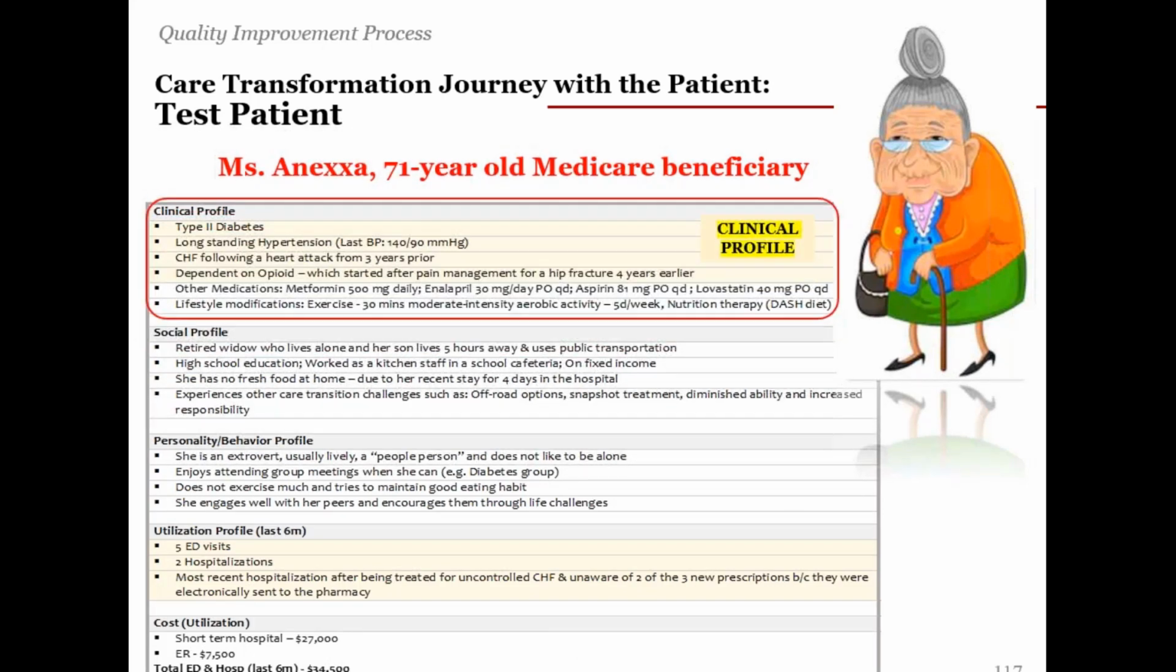So we have her clinical profile here. She is a type 2 diabetic. She has long-standing hypertension. She had congestive heart failure following a heart attack 3 years prior. She had a hip fracture, so she's on opioids.